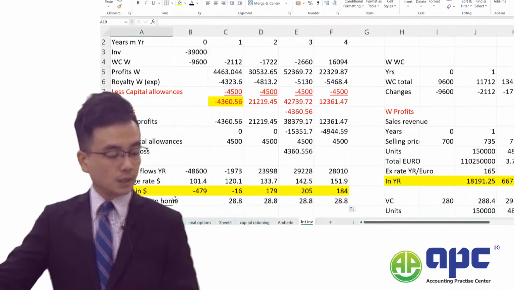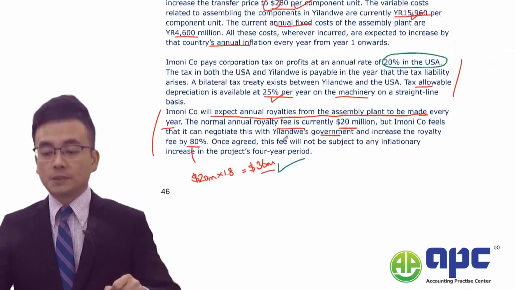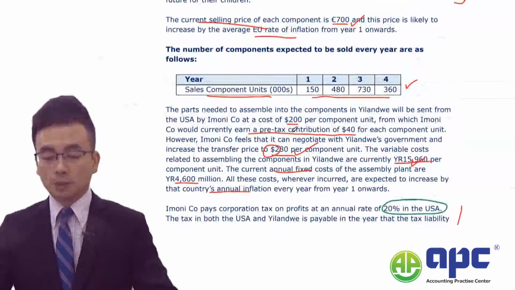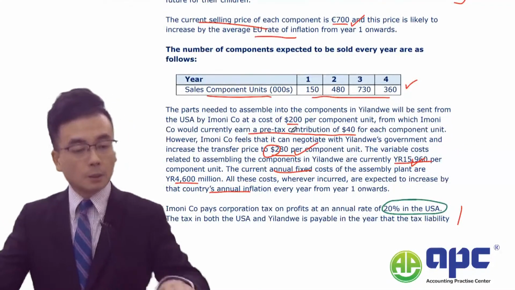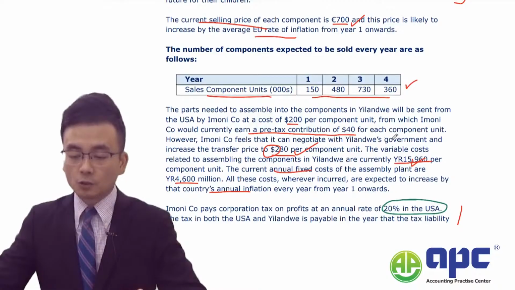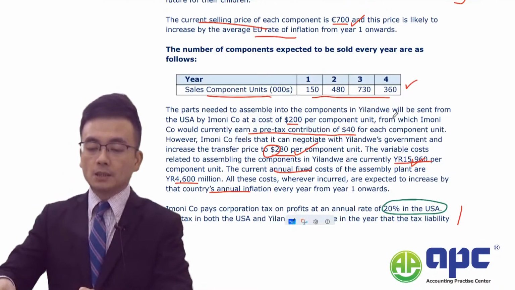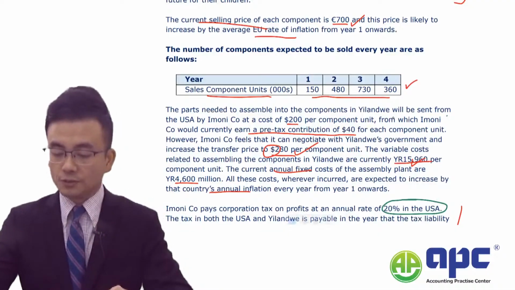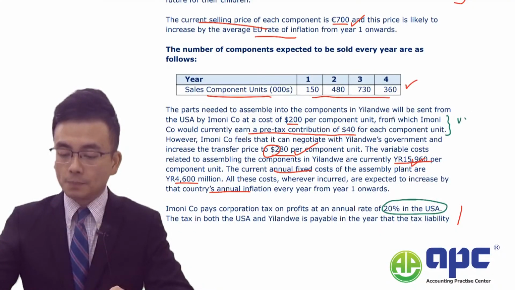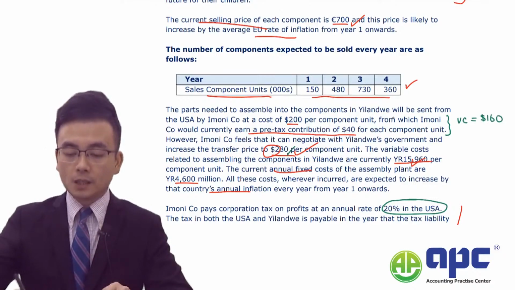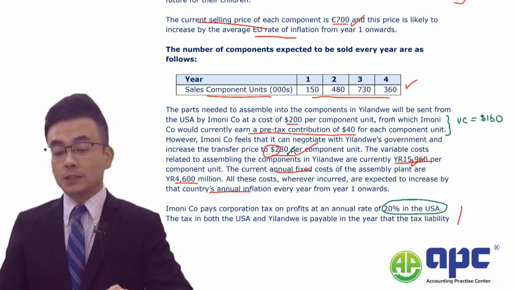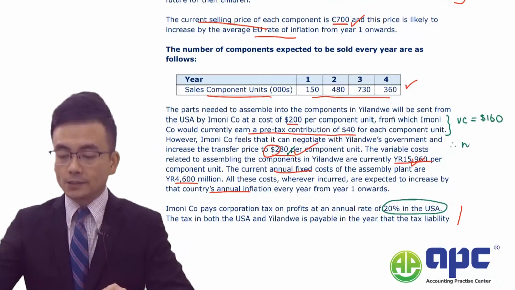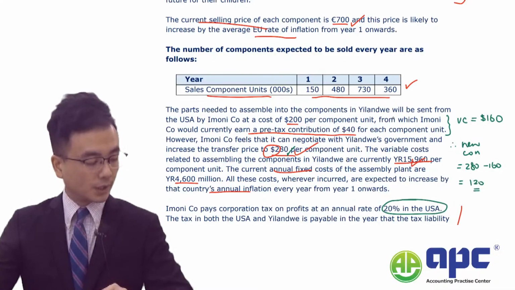And of course, a small adjustment here is related to the contribution. All right, because we can see the contribution has changed. Currently the cost is 200, pre-tax contribution 40, and that being the case, the variable cost should be 160. But now, if we increase the transfer price to 280, the new contribution would be 280 minus 160, that being 120 here.